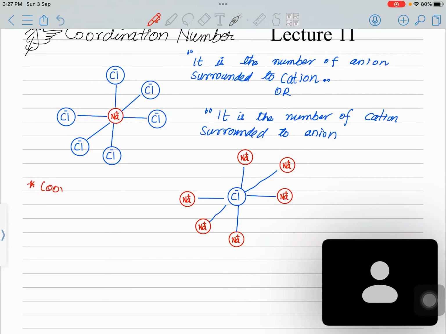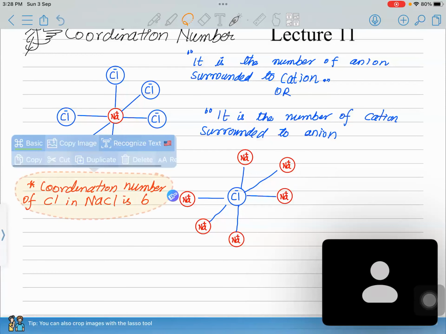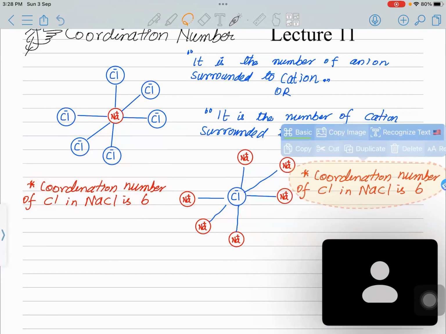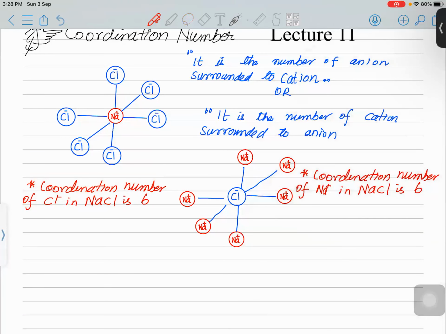So coordination number of chlorine in NaCl is 6. Similarly, coordination number of sodium in NaCl is 6. This is coordination number. Any question for coordination number?